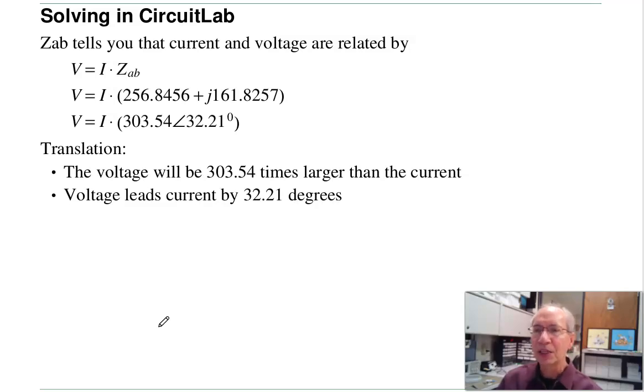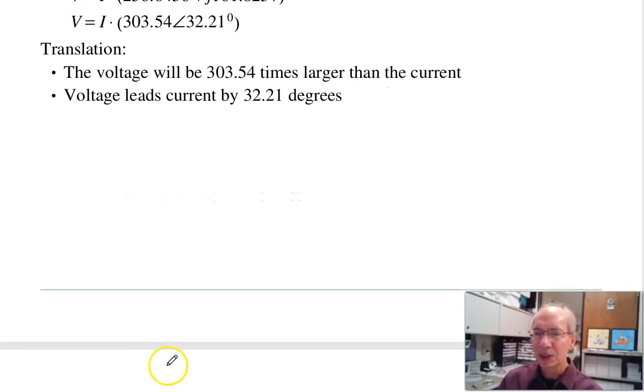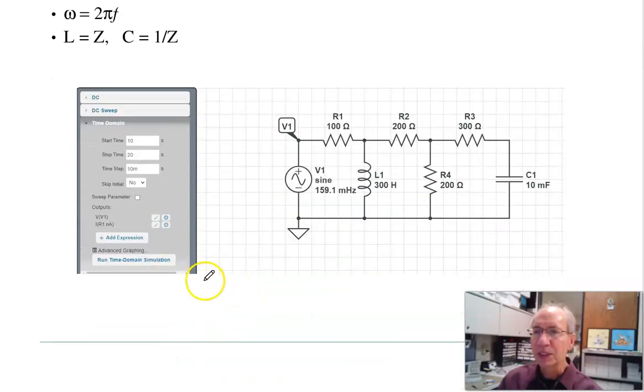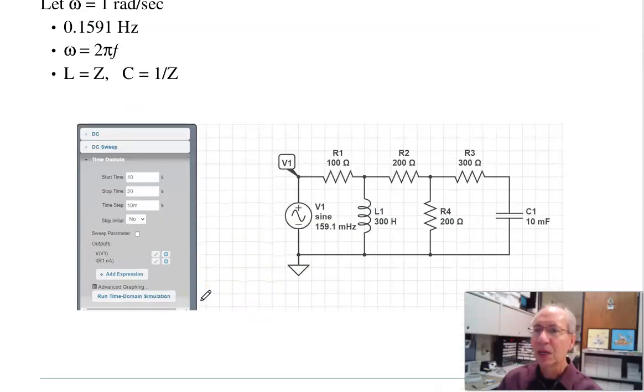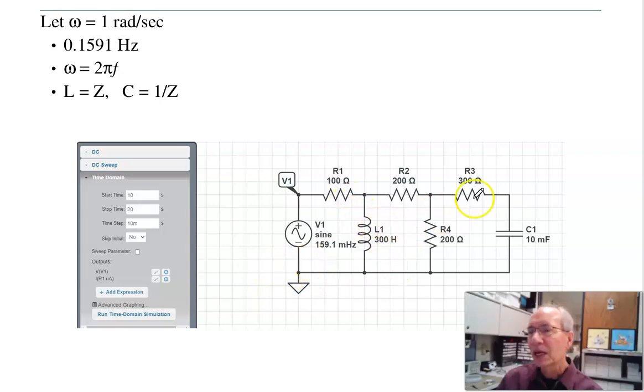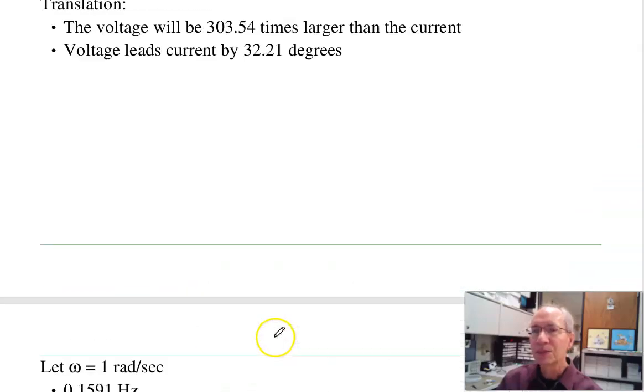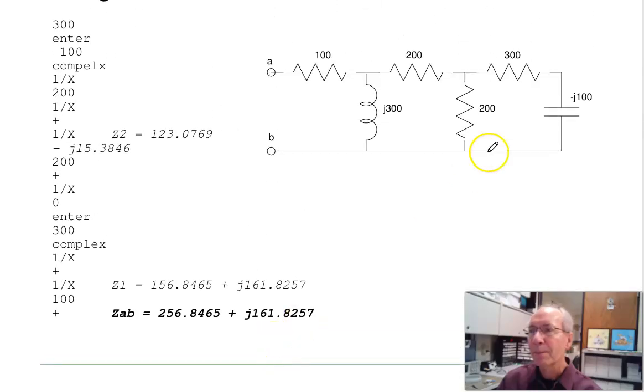In Circuit Lab, I can also check my answer. What I'll do is I'll build the circuit. In Circuit Lab, you don't have minus J100, J300 components. I have capacitors. This is 1 over J omega C. This is an inductor, J omega L. So what I have to do is just pick omega. Doesn't matter what frequency you pick. Once I pick omega, solve for L, make the combination 300, make this 100.